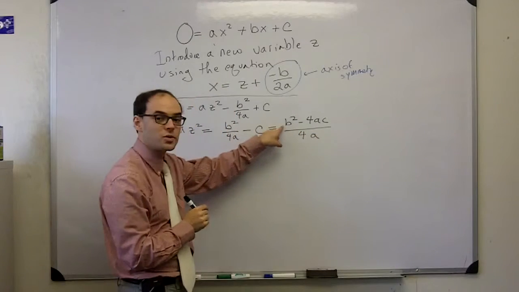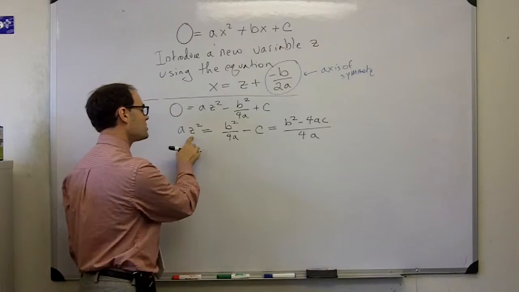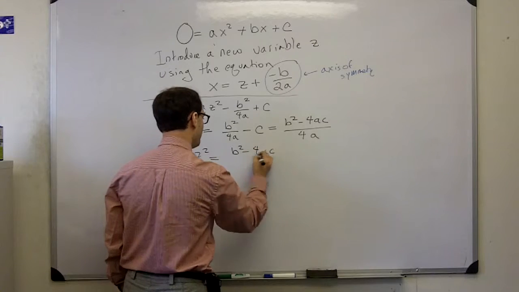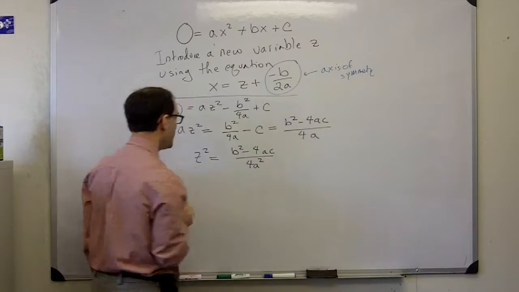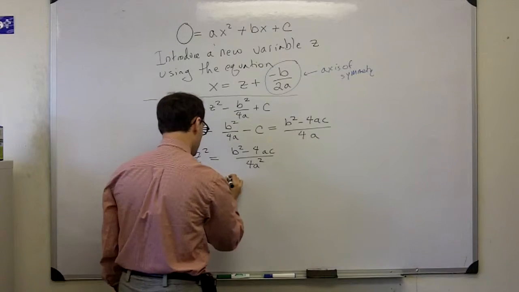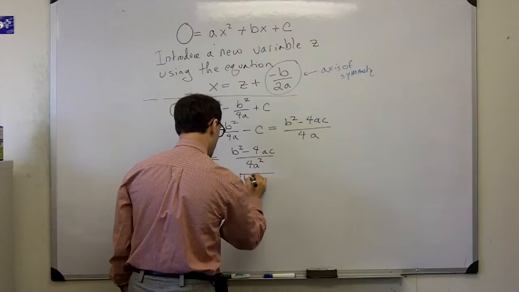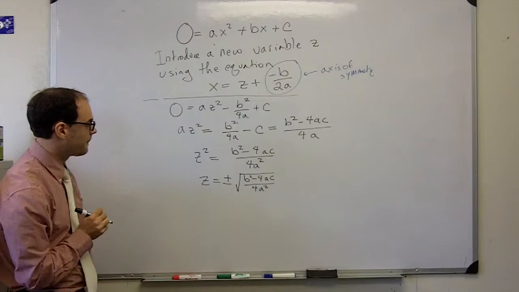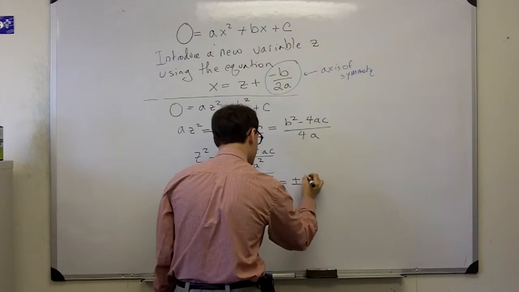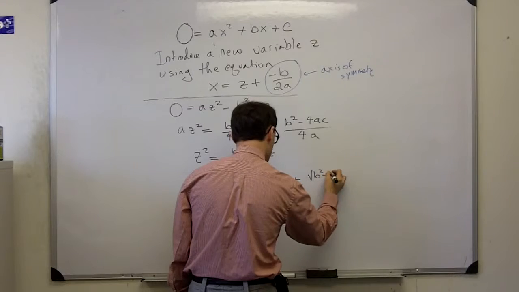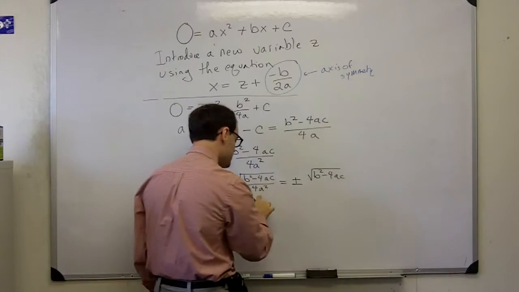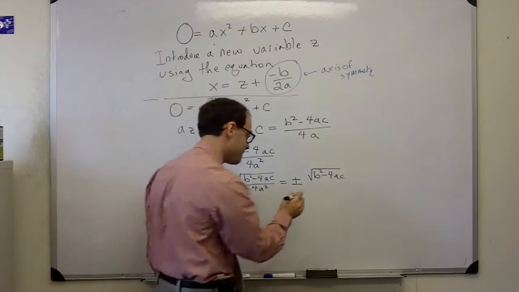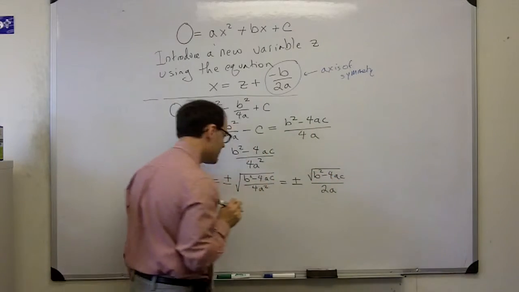Hey, look, there's the discriminant. The b squared minus 4ac showed up. Okay, now I want to divide through by a. Now I'm going to square root the z. And when I square root that thing, what am I going to get? Well, I'm going to get plus or minus the square root of b squared minus 4ac, just as we wanted. And what's the square root of 4a squared? Well, the square root of 4 is 2. Square root of a squared is a. Okay. So that's what z is.